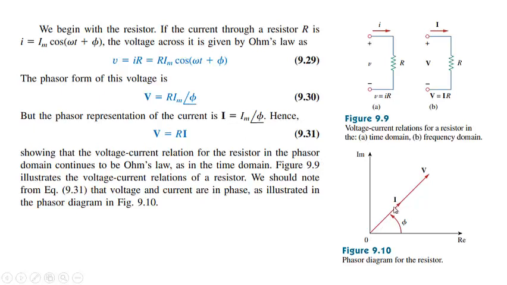This phasor has some angle phi with respect to some reference, that is the real axis. So what is V? V also has a magnitude which is equal to R multiplied by Im. Assuming that R is greater than 1, this V will be greater than this I. It will also have the same phase angle. That means we can see from here that the voltage and current will be in phase in the case of a resistance. So this is very important.